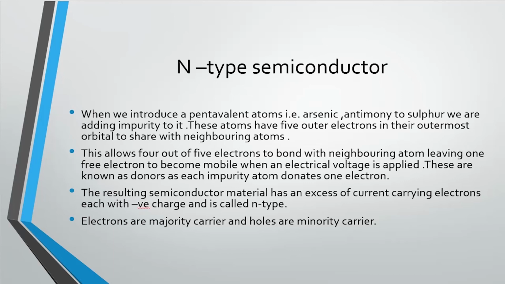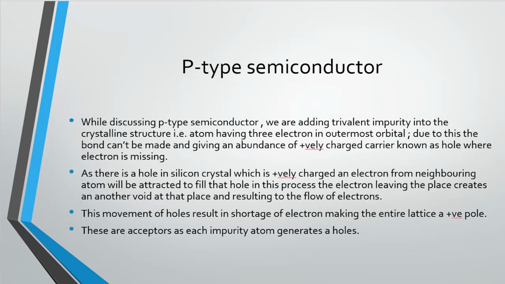Now we'll see a P-type semiconductor. What is a P-type semiconductor? In a P-type semiconductor, we are adding trivalent impurity. What is a trivalent impurity? Likewise, we have studied pentavalent. Pentavalent has 5 electrons in the outermost shell. Trivalent has 3 electrons in the outermost shell. Atoms having 3 electrons in the outermost orbital.